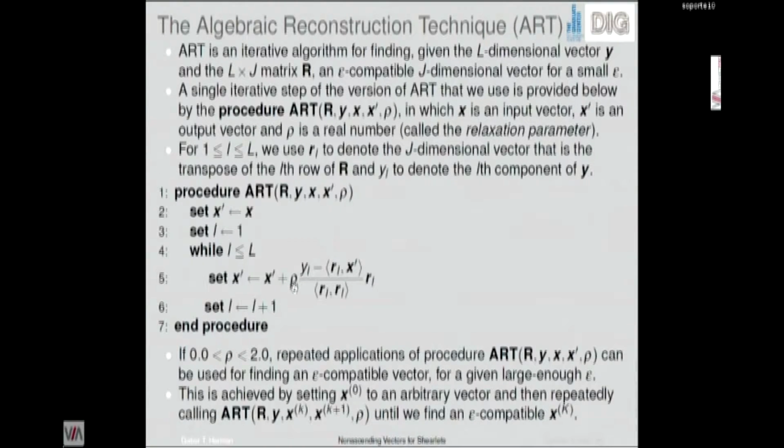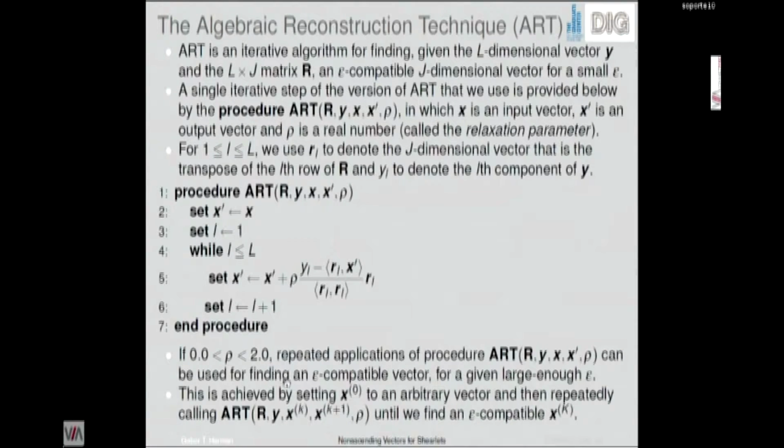If you take the relaxation parameter to be 1, then when I do this step, it's exactly equal to satisfying just the Lth equation. This is a projection onto the hyperplane determined by the Lth equation, and then I go to the next equation. But typically one doesn't use rho equal to 1 because the data are noisy, so we don't want to satisfy the equations exactly, but we just choose a value between 0 and 2.